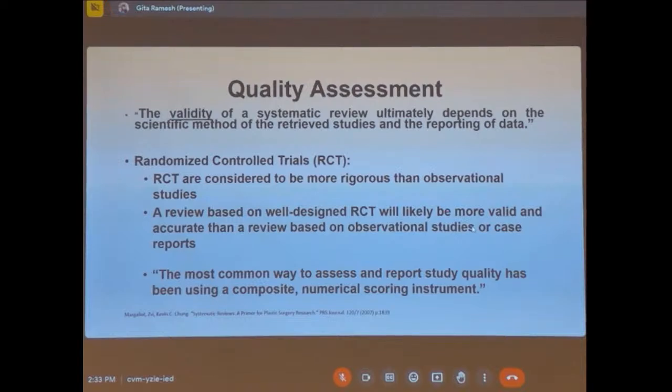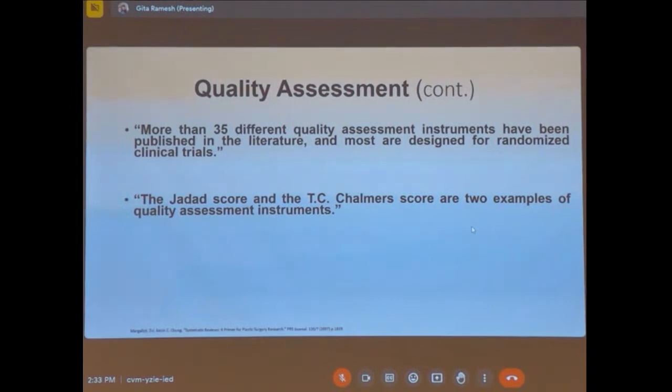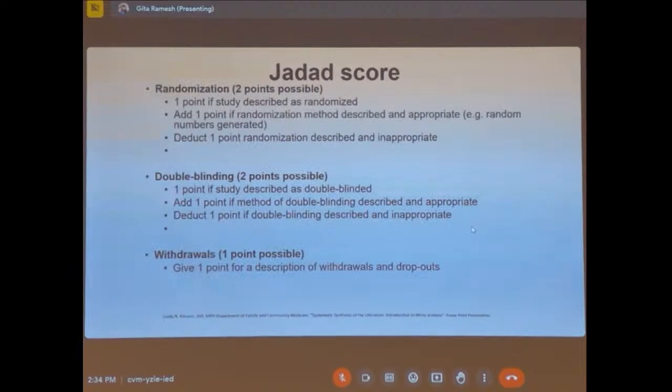The most common way to assess and report study quality has been using a composite numerical scoring instrument. There are many different quality assessment instruments in systematic review, which have been published in the literature and are mostly designed for randomized controlled trials. The commonest one which I have taken into consideration is the GITA score, and the Chalmers score is another example of quality assessment instruments. How do you do this GITA score and see the validity of your systematic review?